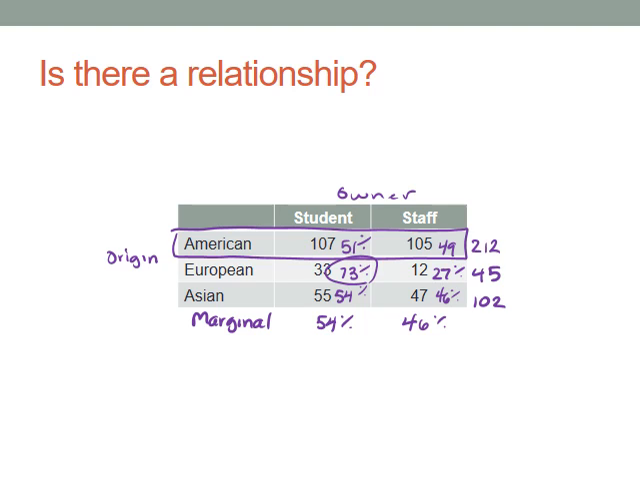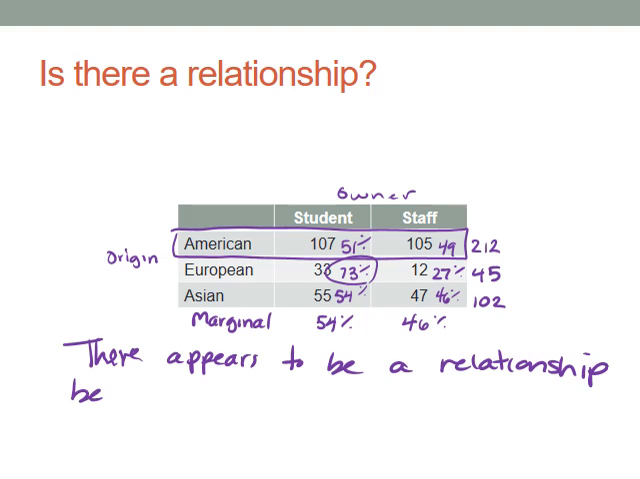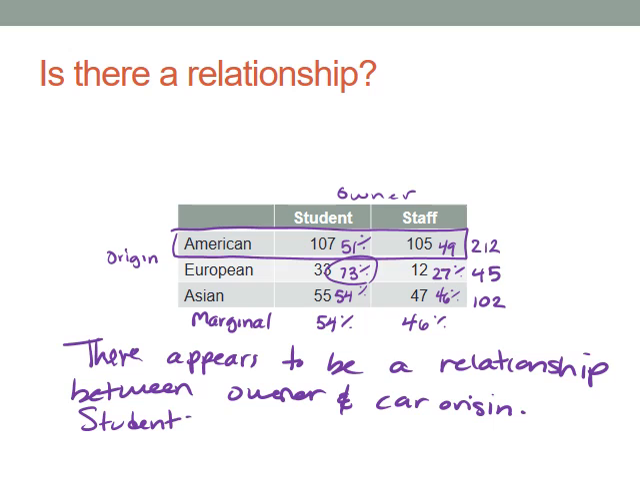So if I see any differences in these relative distributions, I'm going to start to say there is an association, or there appears to be a relationship or association between owner and car origin. Okay, and I would point to those distinct differences. Students are more likely to own European cars.